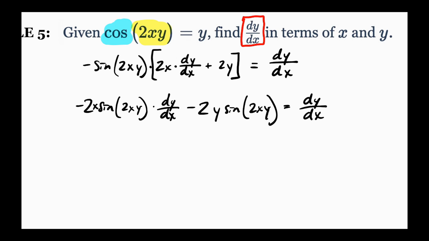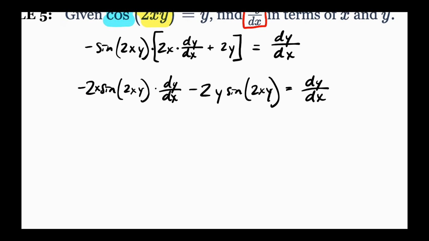A lot of times people get focused on the calculus part being hard. It's not the calculus part that students struggle with. It's things like this. How do I get dy dx by itself? Okay? So now I have no more brackets. I have this term here, I have this term here, and I have a dy dx over here. So what do I got to do now?